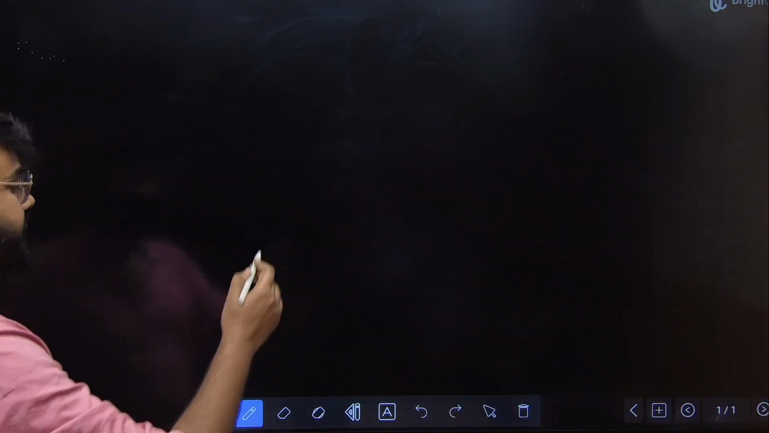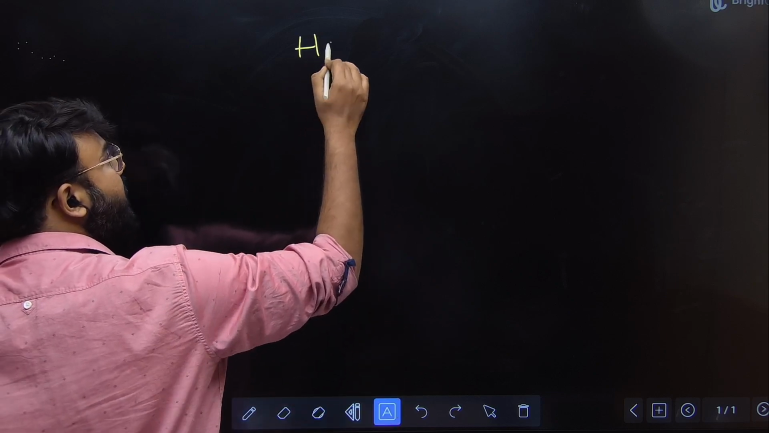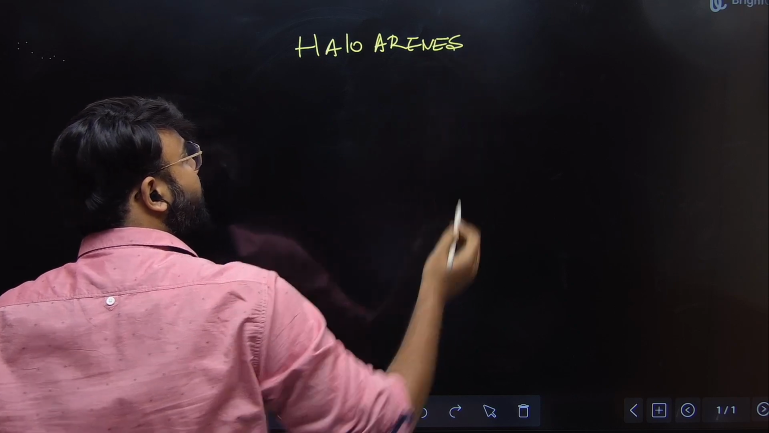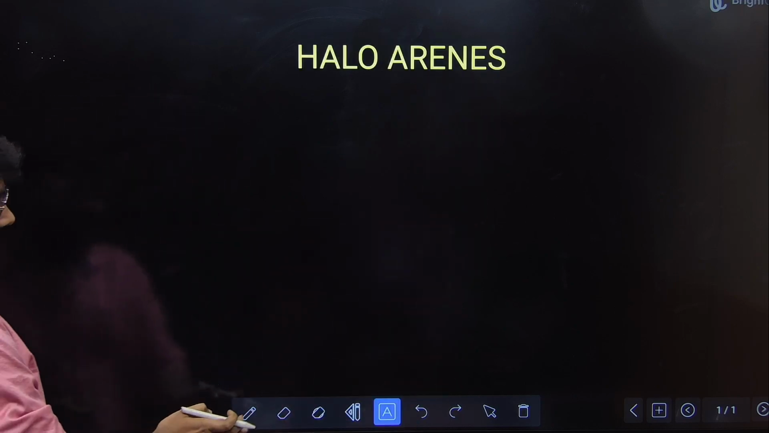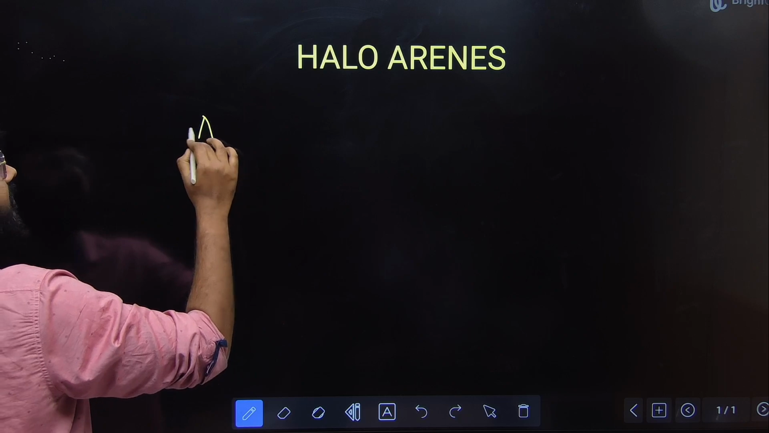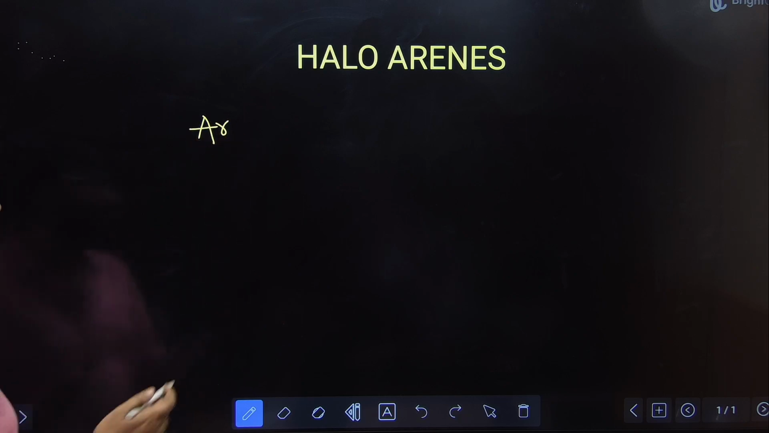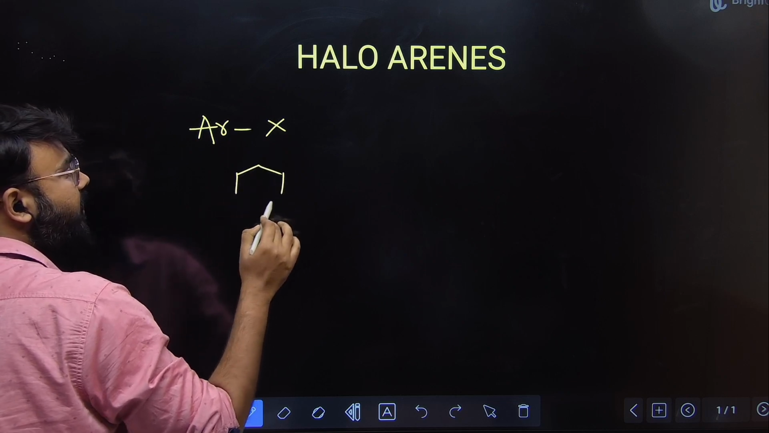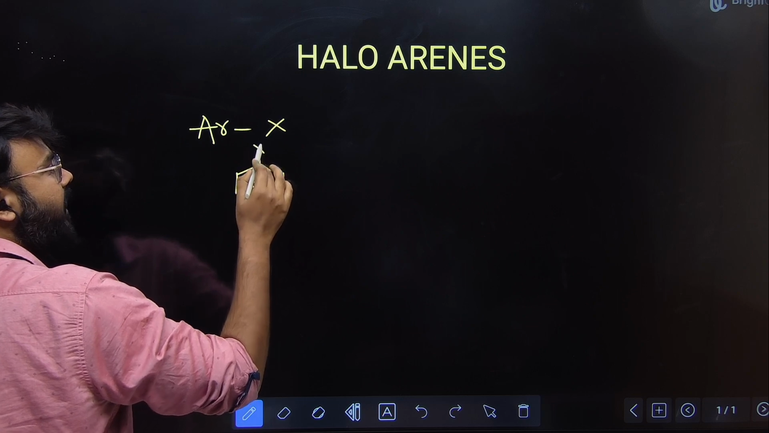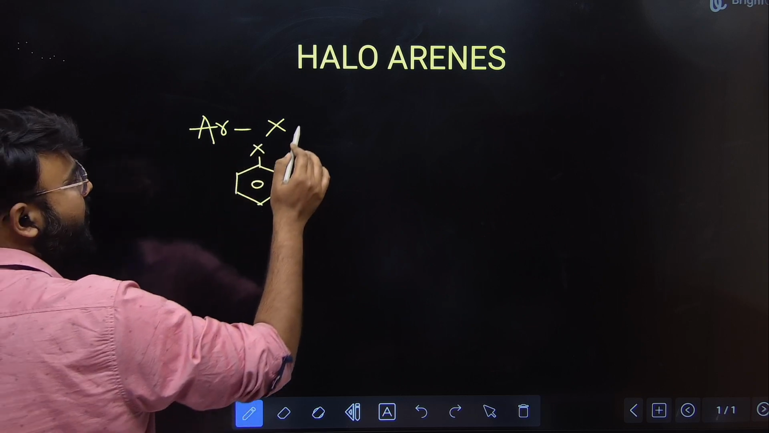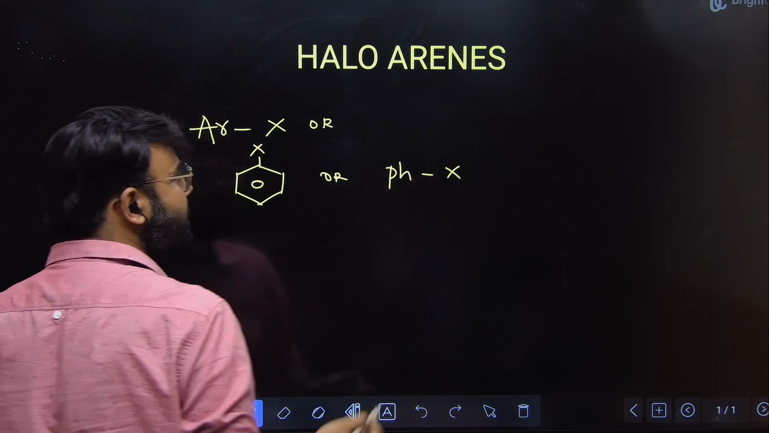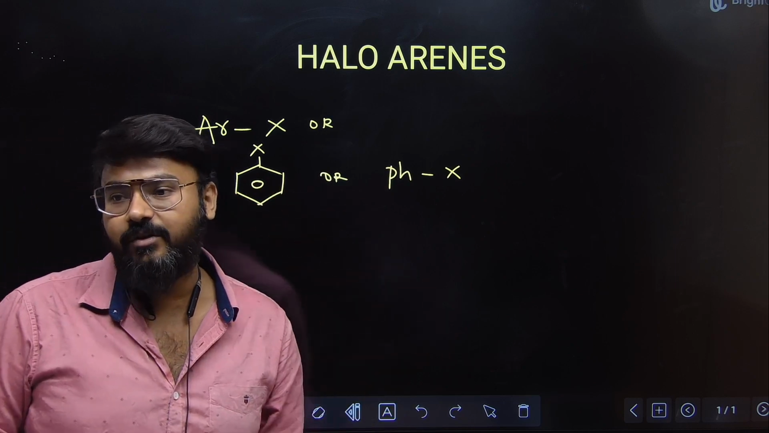Okay. So, guys, today we are going to talk about haloarenes. Haloarenes means Ar, aromatic, and any halogen. You can also show it like this: draw the aromatic benzene ring and put a halogen over here. We can also write it like this: you write a phenyl group and put a halogen. So these are the three ways we write haloarenes.